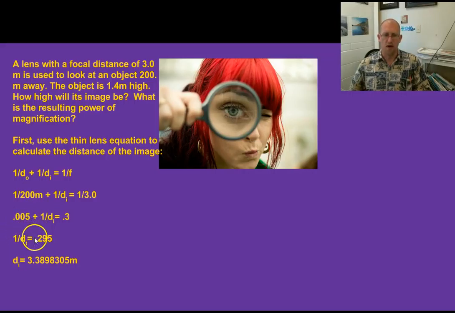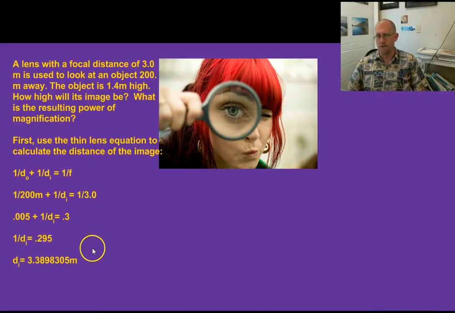I'm going to just subtract over here, right? 0.295. And then I need to take the inverse, 1 over di, and then take the inverse of this number, 1 divided by this. So if I take the inverse of 1 over di, I get di, and the inverse of 0.295, I get 3.389, yada, yada, yada, meters. Okay? So that's how far away the image is going to be. Object is 200 meters away. The image is 3.389 meters away.